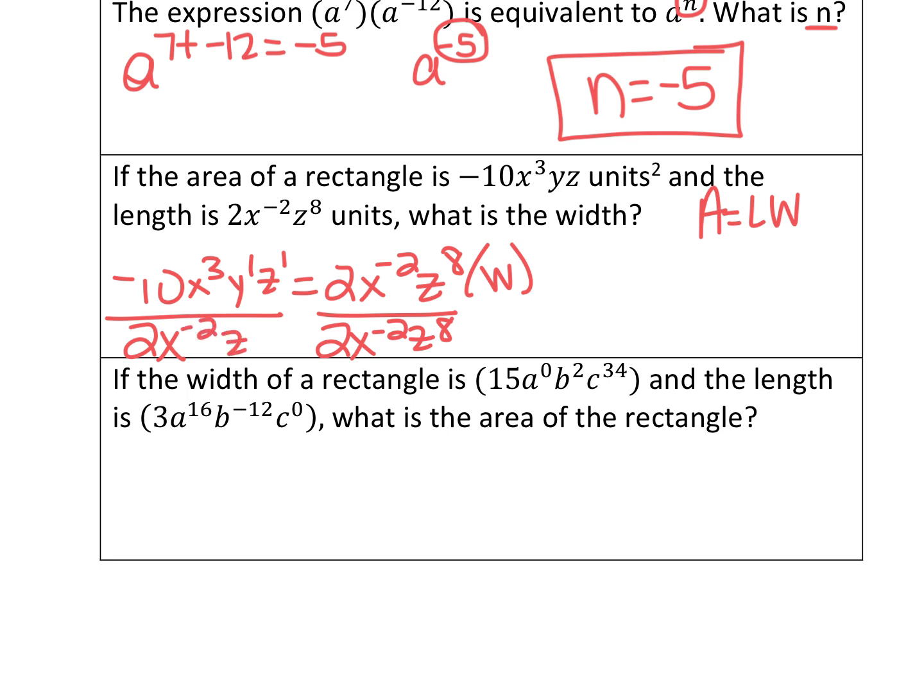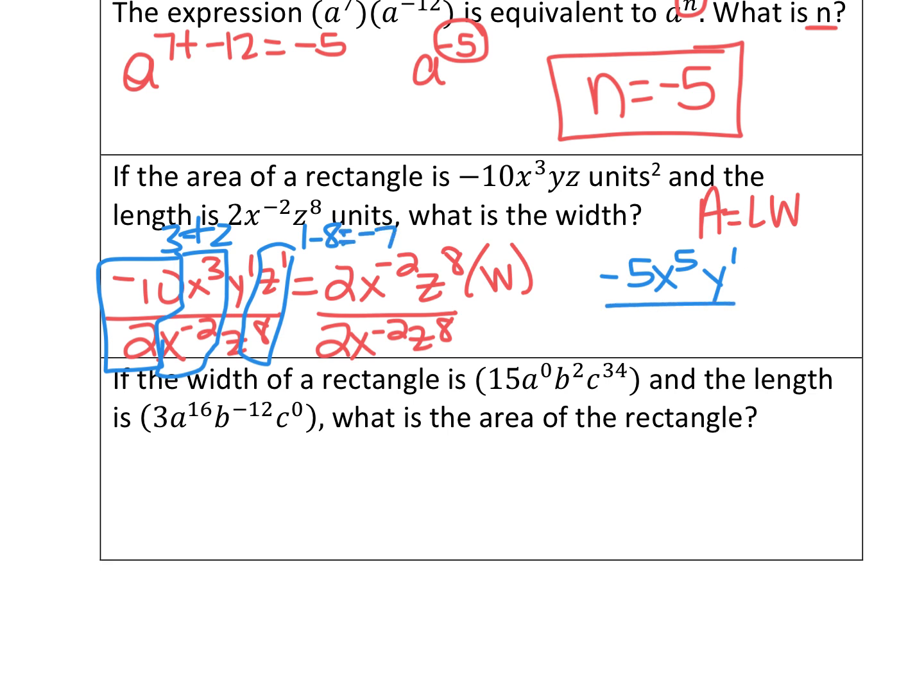The exponent is negative. And now we can look at this and see, okay, regular numbers, regular math. Negative 10 divided by 2 is negative 5. And I'm going to have to subtract these exponents, right? 3 minus a negative 2. Negative, negative becomes a positive, so I have x to the 5th. I don't have any other y, so y stays there. And then I have 1 minus 8 on my z, which is negative 7. And that tells me that I'm going to put that on the bottom because it is a negative. It needs to flip down.